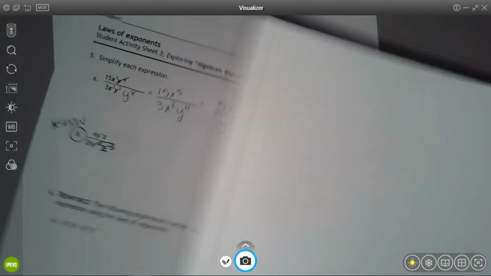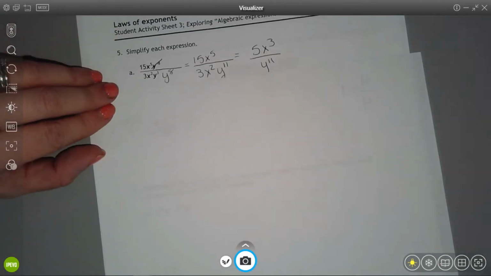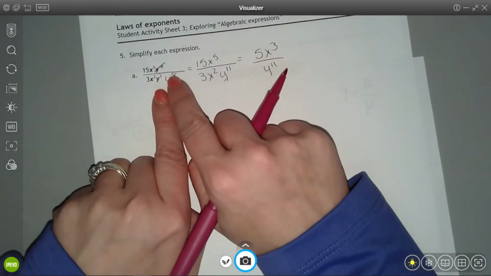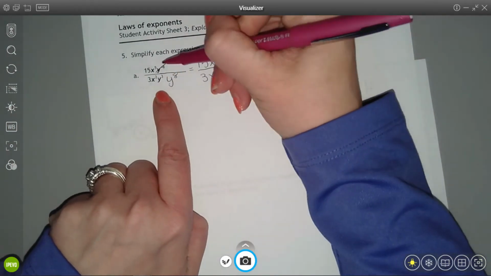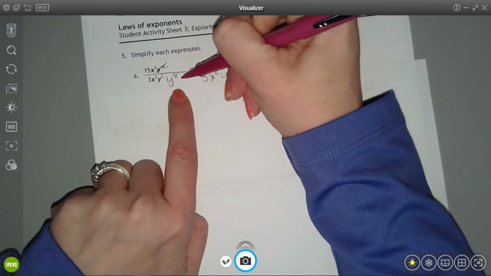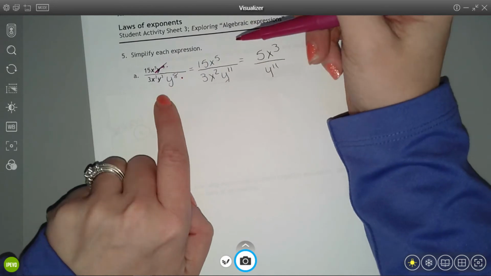Okay. Simplifying this problem. The first thing I would do, guys, is move your negatives to the other side. We all know positives are much easier to work with. So I'm going to move that y to the -8 to the bottom, make it positive, get rid of it on top. I'm just going to clean up what I have here.